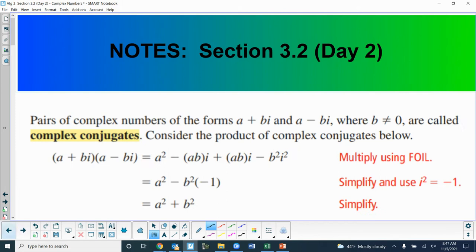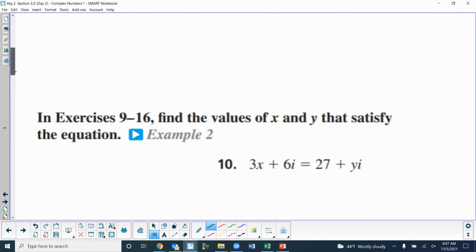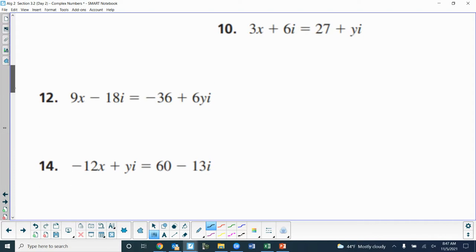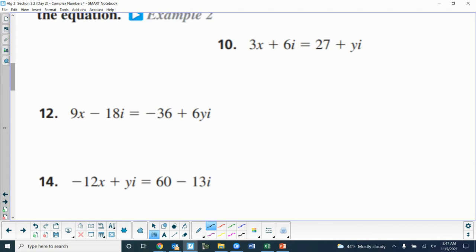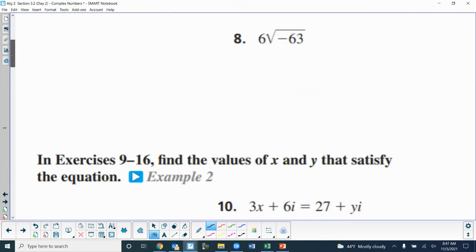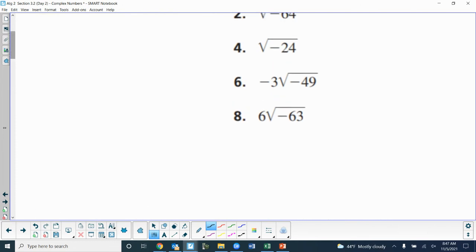All right. Got to go down. How about the next 3 there? Any questions on those? Okay. So this 49 is a perfect square, so what can I pull out? 7. No more radical. Okay, so 7 times -3 is -21, but since we have that negative there, we have to put the i out front.